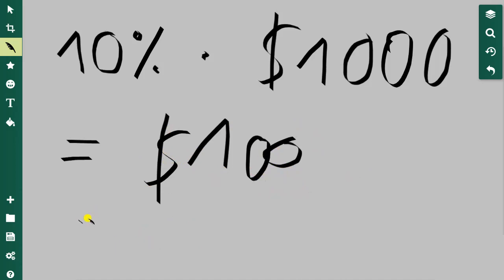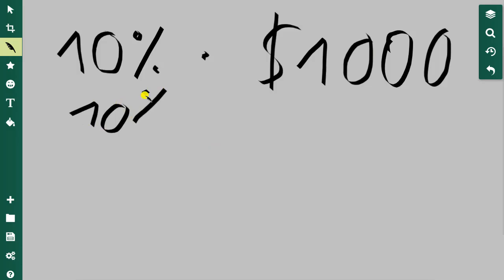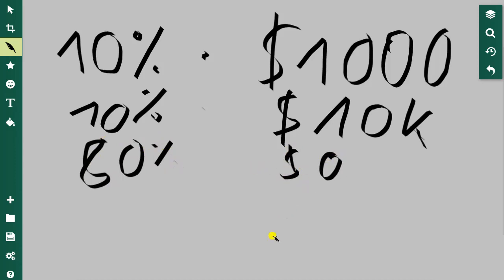Okay, what about a more complicated game where you have a 10% probability of making $1,000 and a 10% probability of making $10,000? Let's abbreviate it, 10K. So you have a 10% probability of making $1,000, a 10% probability of making $10,000, and then an 80% probability of making 0. How much could you pay for this game in order to be neutral, right? So you would neither win nor lose.